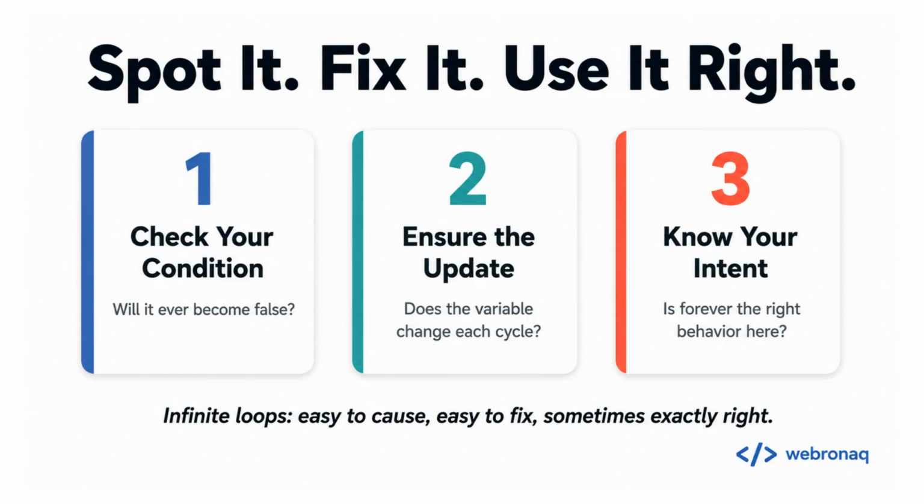First, will your condition ever become false? Second, does something inside the loop actually change the variable that condition depends on? Third, is running forever the intended behavior, like in a server or game loop, or is it a bug? Keep those 3 questions in your debugging toolkit, and you will catch infinite loops before they freeze your program.